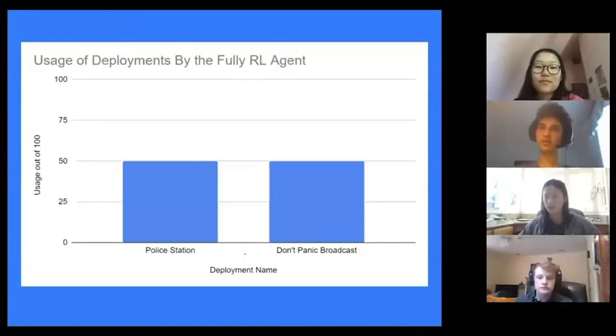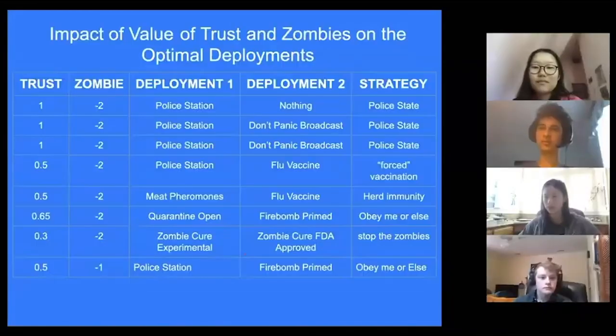Besides this, the scoring function valued trust extremely highly, which is why the police state strategy was born, as don't panic broadcasts and police stations can erase trust in a neighborhood. In this table, we changed how the game scores trust in zombies and trained lots of agents at 1 million steps to determine what are the best deployments depending on what the mayor views as important and unimportant.